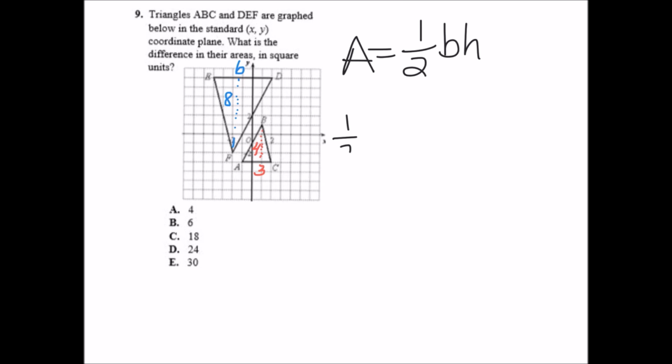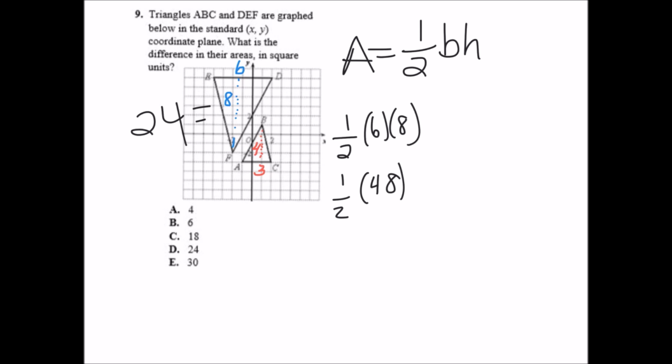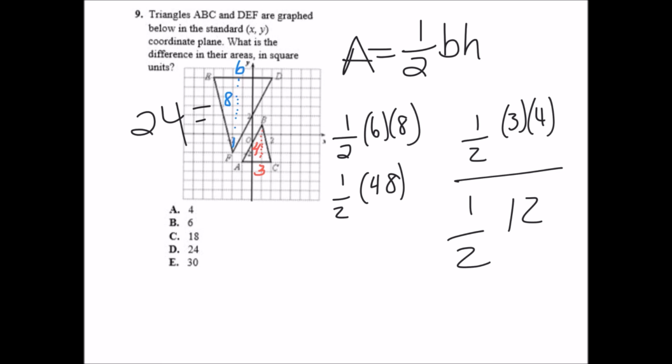Get 1/2 times 6 times 8. So that is 1/2 times 48. So the area of this first triangle is 24. And over here, the second triangle, it's 1/2 times 3 times 4, or 1/2 of 12, which is 6. And the difference in their areas is 18. The correct answer is C.